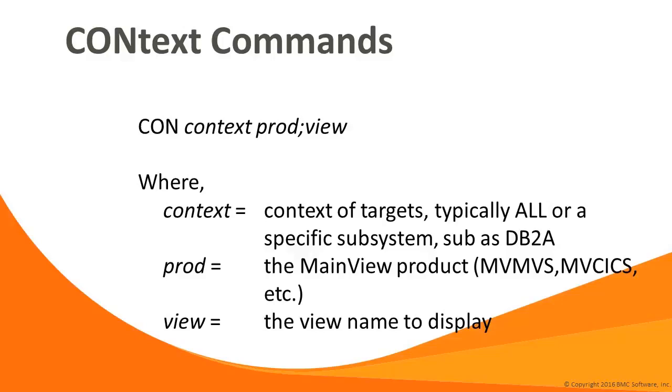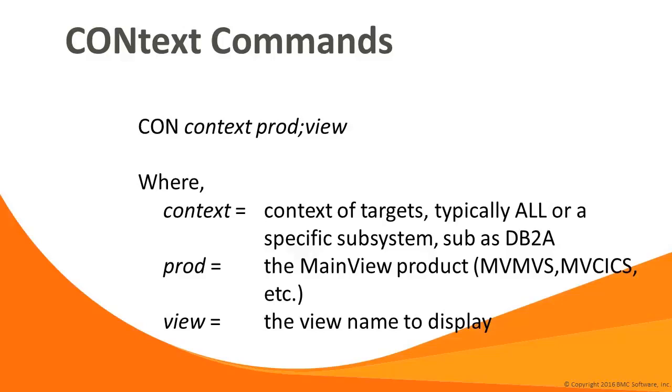Most typically, the context command is issued with one operand: either all, a subsystem name, or a custom context defined at the site. More advanced users will use the context command to quickly shift between MainView monitors. To do so, specify the con command with the context, product, and view.